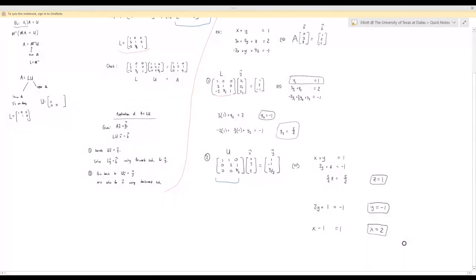With Ax equals b, A being LU, you group together the Ux into a new variable y, and then you solve Ly equals b first. Since L is lower triangular, you can solve that system using forward substitution. Once you know y, you go back to the Ux equals y equation, and you solve for x using backward substitution.